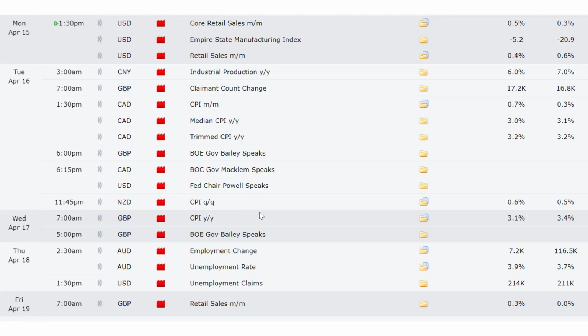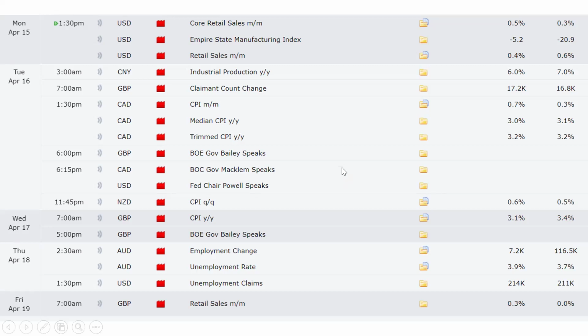On Wednesday, we'll see another CPI data year-in-year, and the Bank of England speaking again. On Thursday, employment change and unemployment rate affecting the Australian dollar, and unemployment claims affecting the United States dollar. And on Friday, we'll see the retail sales data to affect GBP. They are volatile news, but we can plan our trades around this high impact news. We'll still have to work with the technical structures as I will be presenting to you.